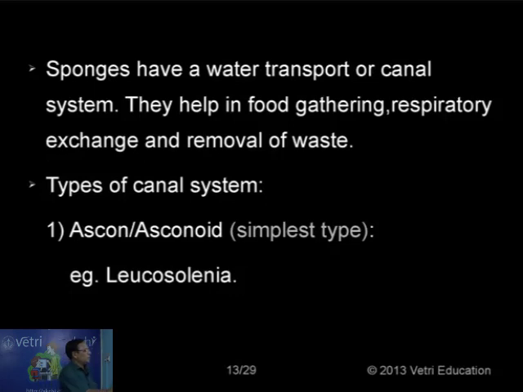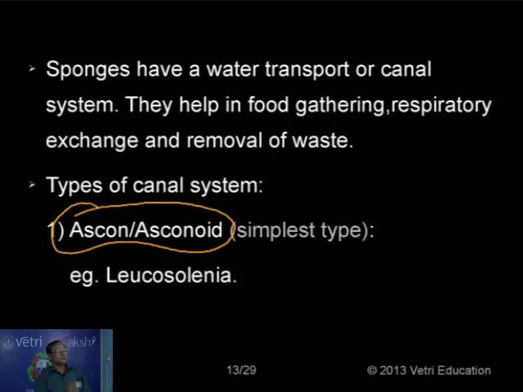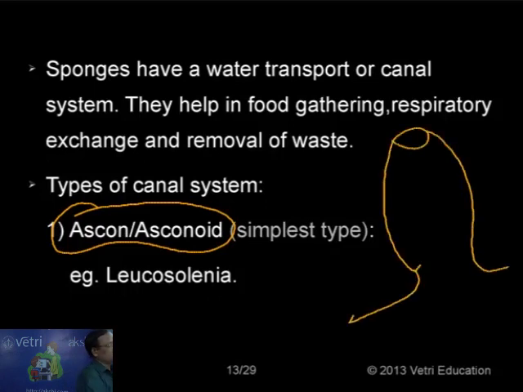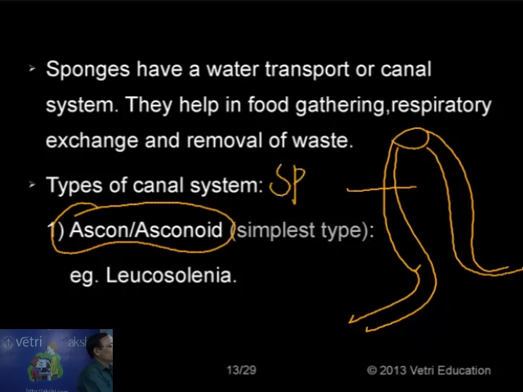Number 1, Ascon type of canal system. This is the simplest type of canal system. What do we mean by canal system? Suppose we are taking a sponge. This is a sponge, and this is the body wall. And this is the cavity of the sponge.